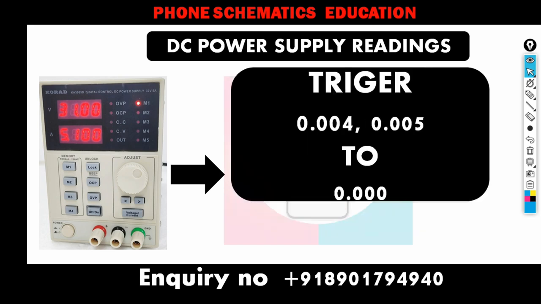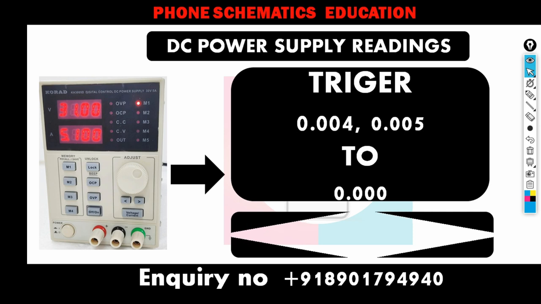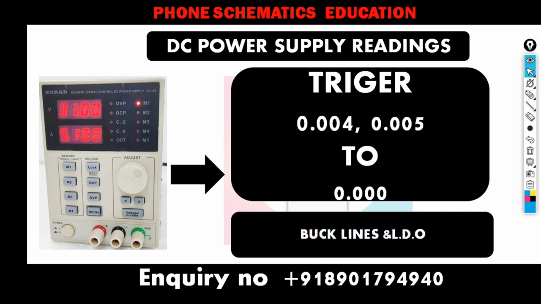Now, in the next case, when you connect your phone to the DC power supply and press the power on/off button, it shows 0.04005 and goes back to zero. This problem goes to the buck lines and LDO, right? Maybe a buck line short, maybe a higher LDO, a lower LDO, or any major LDO short.